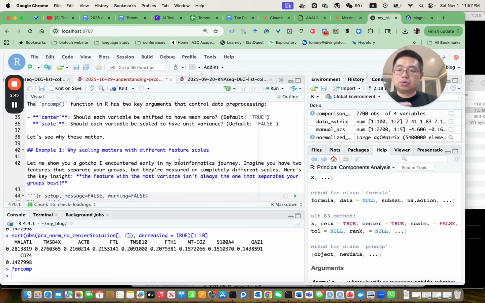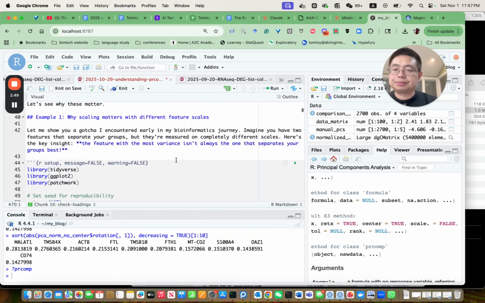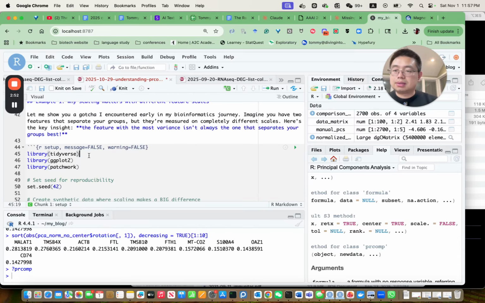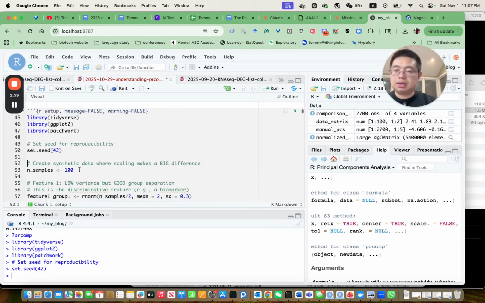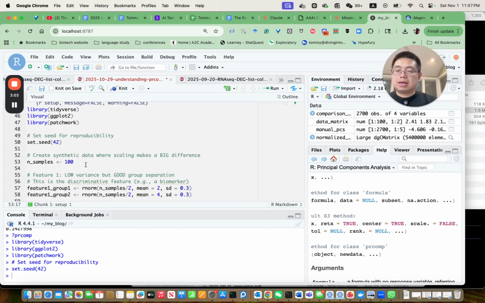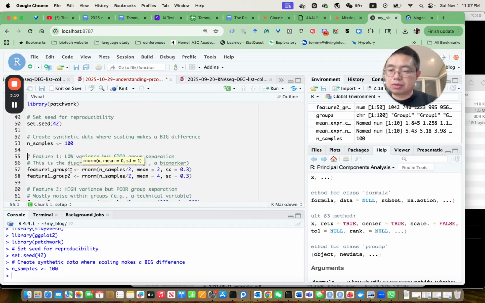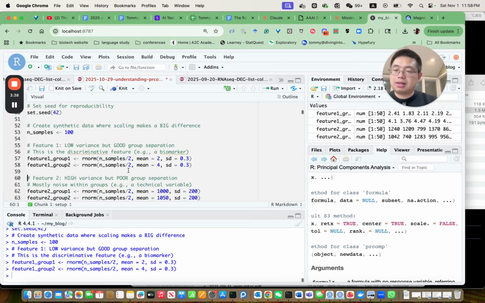So let's see why these two arguments matter with one dummy example. Let's load the libraries and set the seed for reproducibility, and we're going to simulate some data. We have 100 samples, or 100 cells, for example, and two features, and two groups or two clusters in this data set. We simulate them with a random normal distribution. We simulate 50 of them with a mean of 2 and a standard deviation of 0.3, for feature 1 of group 1 and feature 1 of group 2.